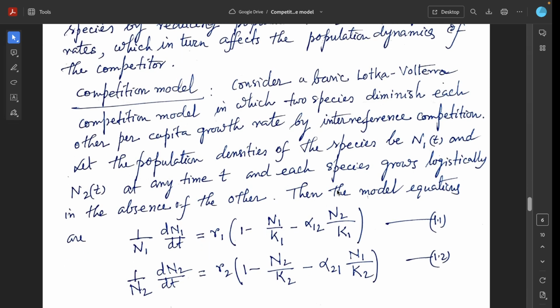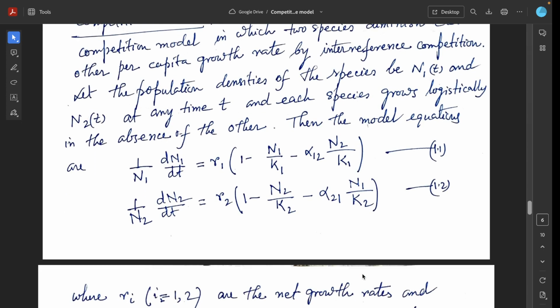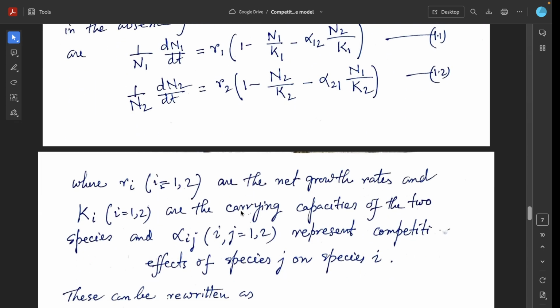So the model equations are these: (1/N1) dN1/dt = r1(1 - N1/K1 - alpha12 N2/K1). Next, the second equation: (1/N2) dN2/dt = r2(1 - N2/K2 - alpha21 N1/K2). Here K1, K2 are the carrying capacities of the two species.